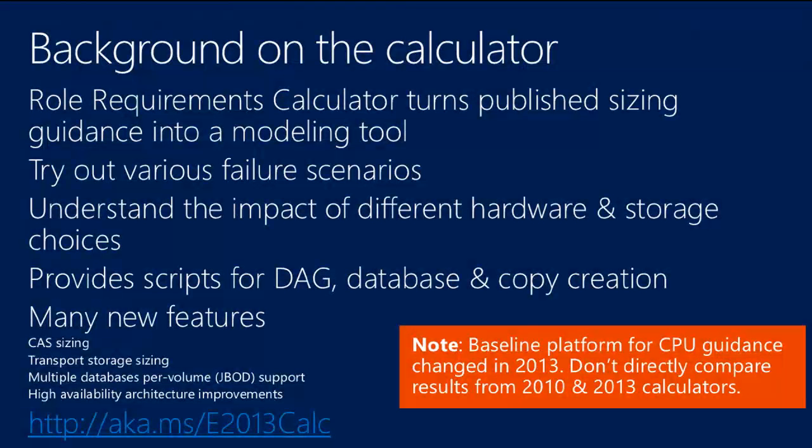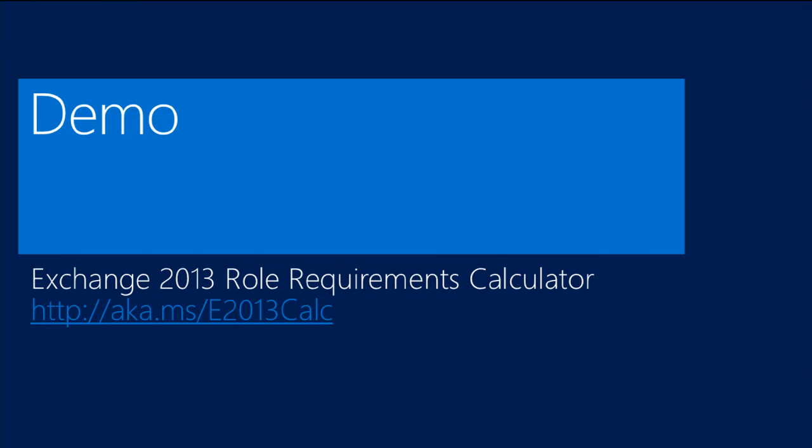It also, in recent releases, does some automation around setup and configuration. So it'll actually spit out PowerShell scripts that will create DAGs, create databases, create database copies. So nice benefit there. You can go from the sizing process to actually deployment within one tool. In 2013, we are now doing CAS sizing as well as transport sizing in the calculator as well. That's why we removed the mailbox word from the title. So let's go ahead and quickly walk through a scenario.